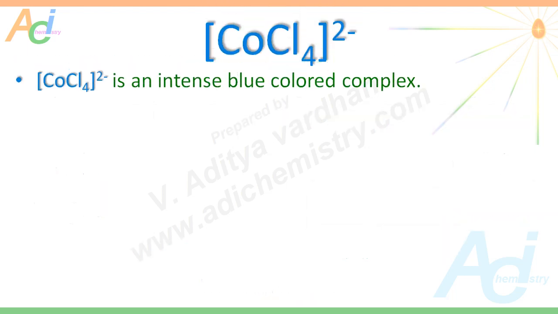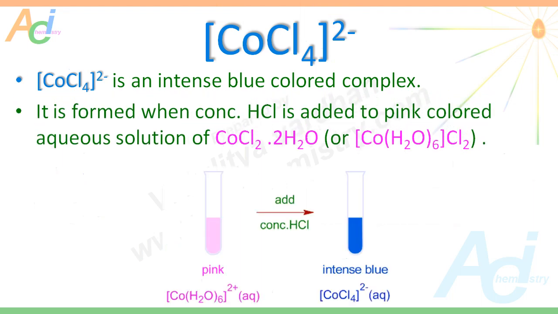You know that cobalt tetrachloride 2- ion is an intense blue colored complex. It is formed when concentrated HCl is added to a pink colored aqueous solution of cobalt chloride dihydrate. When cobalt chloride dihydrate is added to water, it actually forms a hexa-aquo cobalt complex which is pink in color. When this solution is added with concentrated HCl, an intense blue colored solution is obtained which contains cobalt tetrachloride 2- ion.